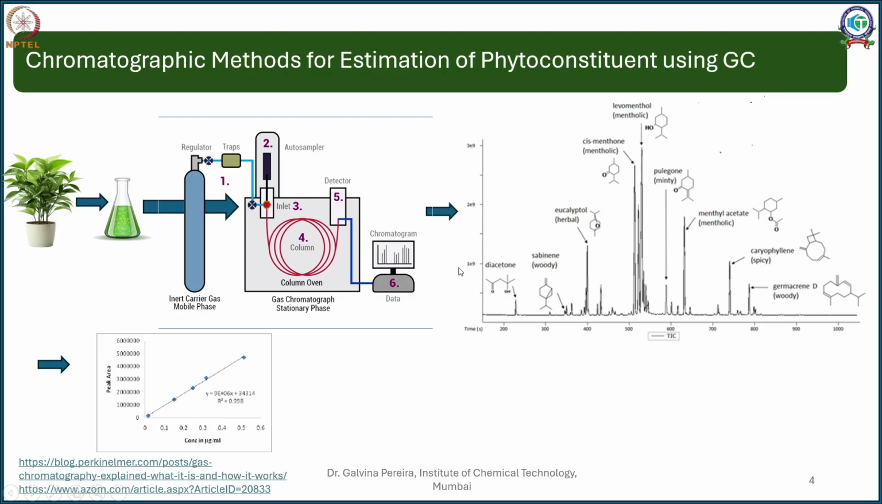So you can see from this eucalyptus leaf, I could nicely separate compounds such as sabinene, eucalyptol, menthone, levomenthone, pulegone, so many things.